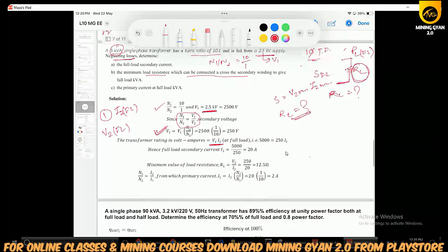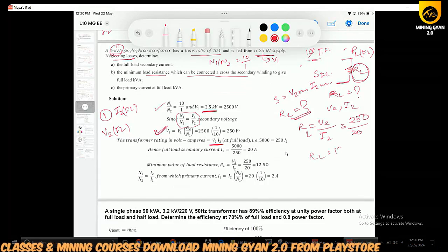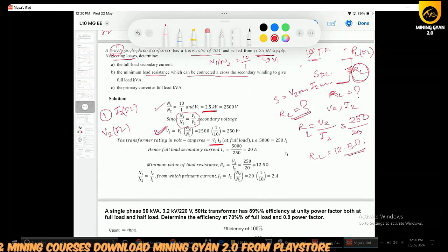Such that what is the value of minimum resistance, okay. So how to calculate this? Obviously you have got V2 and I2, so it is the ratio of V2 and I2, V2 RMS by I2 RMS. V2 is 250 and I2 is 20, so you will get RL equals 12.5, and that is the minimum load resistance.